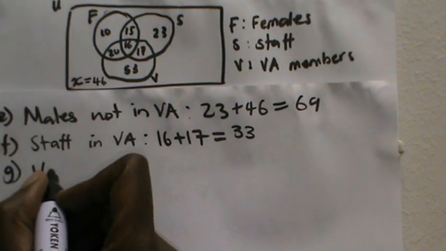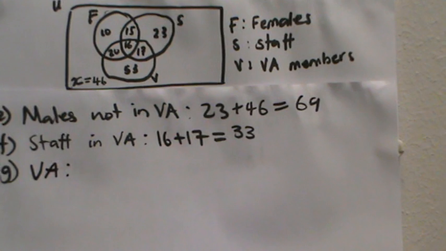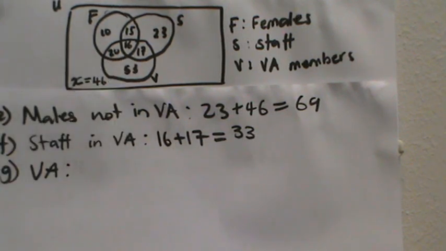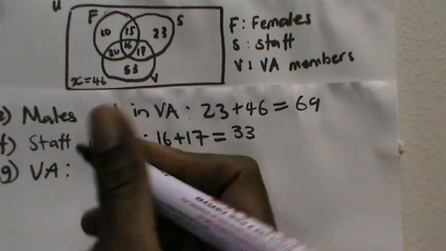So Virgin Active, we just look at the circle of Virgin Active and then we count them. So it's this one, 20. So it doesn't matter whether they're male or female. I'm just interested in how many people go to Virgin Active. It doesn't matter whether they're staff or students. As long as they go to Virgin Active, I'm interested in counting them. Okay, so I start with this one. It's 20.